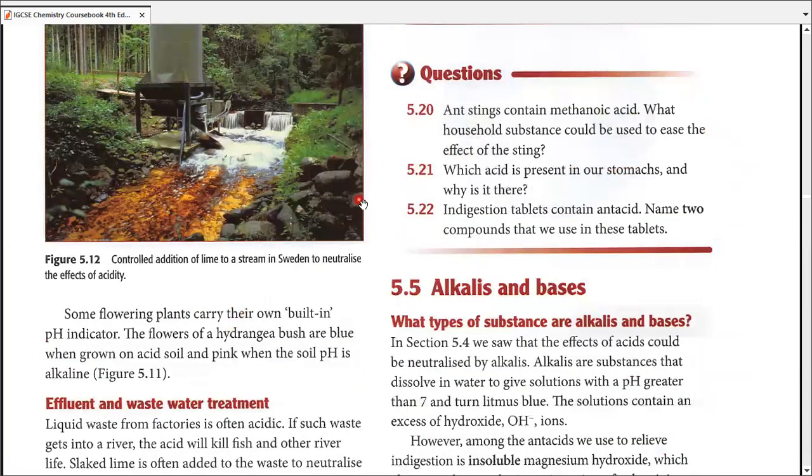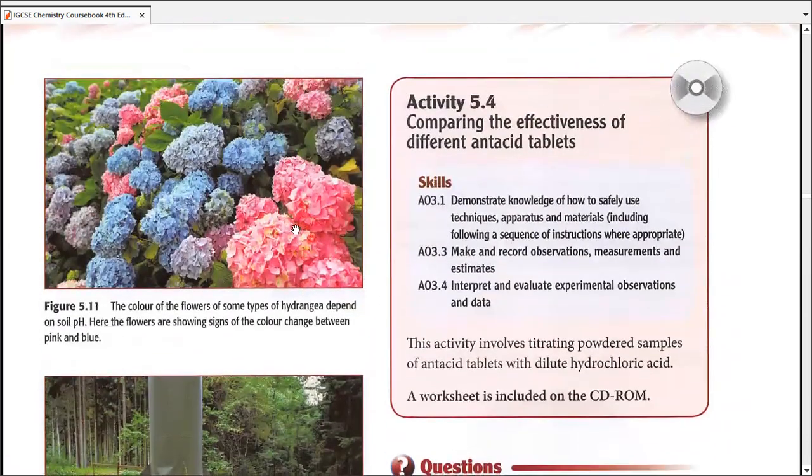Some flowering plants contain their own built-in indicator. There are many flowering plants around the world which come in multiple colors. We talk about tulips, chrysanthemums, roses, the list goes on. They have their own pH indicators. That's the best part. Roses come in so many different colors because they have their own pH indicators.